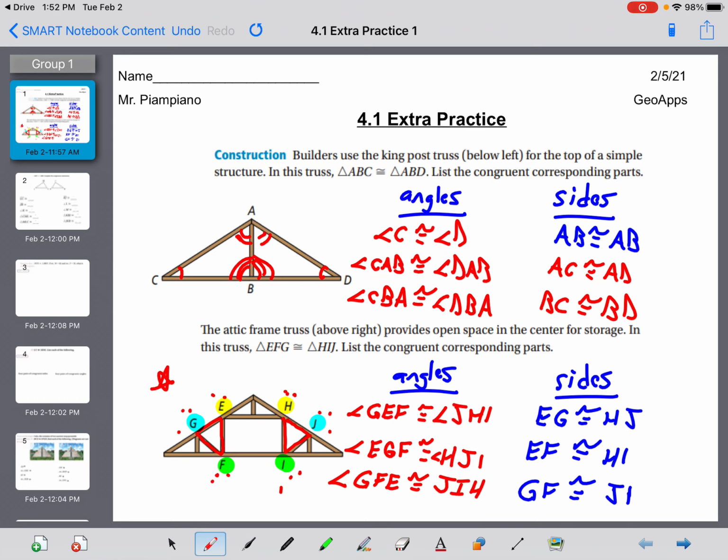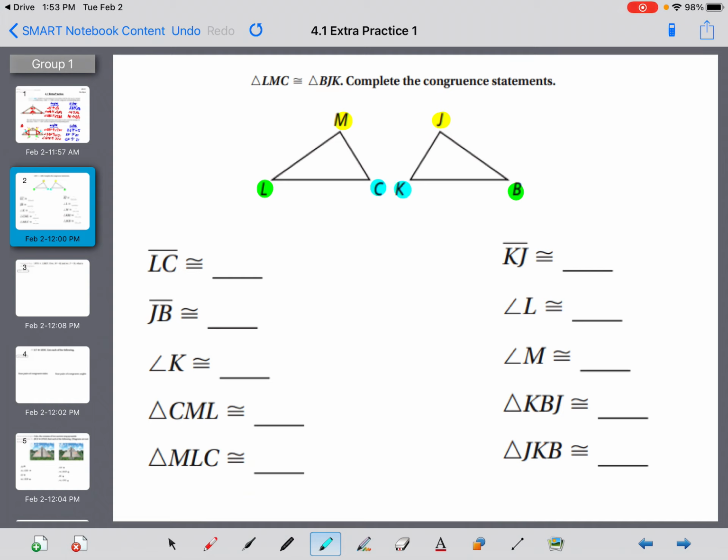Triangle LMC is congruent to BJK. Okay, so let's line them up. L and B were listed first. M and J and C and K were listed last. All right, so LC, green to blue, is congruent to BK. Keep the colors in the right order. JB, from yellow to green, is congruent to MC.